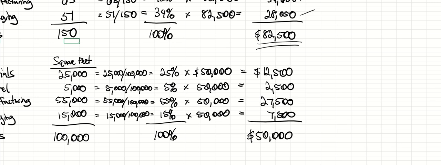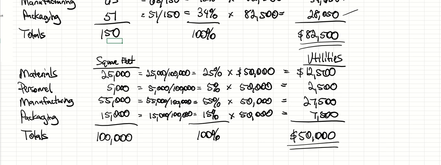That lets us know that we did allocate all $50,000 of the costs that went towards utilities to each of these departments. And what does this tell us? It tells us that out of the total cost of 50,000 that went towards utilities, 12,500 is going to go towards the materials department, 2,500 towards the personnel department, 27,500 towards the manufacturing department, and 7,500 to the packaging department.